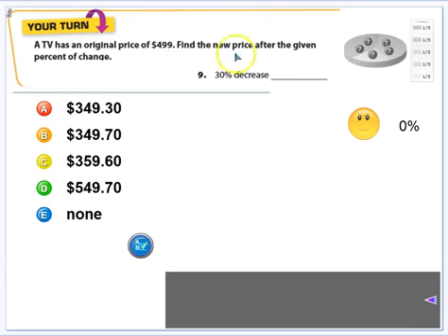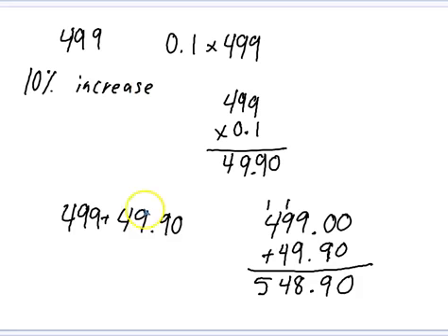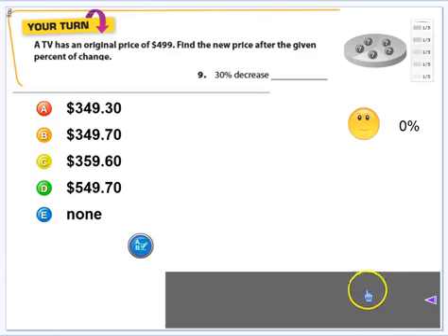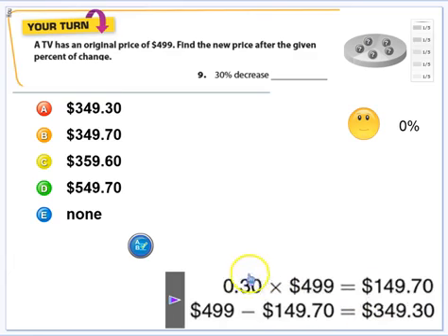Now it's going to ask about a decrease. So, class, you do the same exact thing for a decrease, except when you get to this point, you subtract. Everything stays the same, except we subtract in the end. Let's look. You multiply by the percent as a decimal, you get your amount of change, and then you subtract and you get your answer. And that's 5.1.